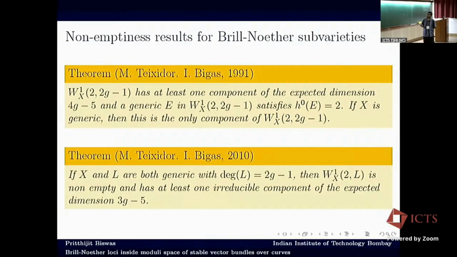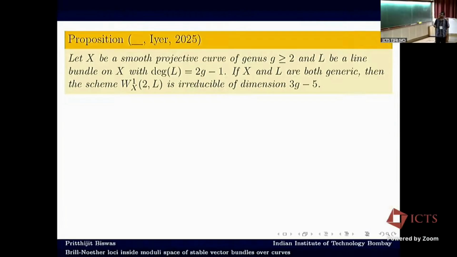And there is another one from 2010: if X and L are both generic, with degree L being 2g minus 1, then this is non-empty and has at least one irreducible component of the expected dimension. So this is for the fixed determinant case. From here, it's not difficult to show that, in our case, W^1_X(2, L) is irreducible. This is what we show. It's not difficult to show.